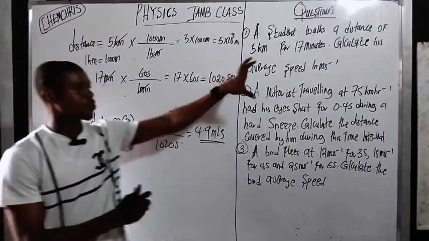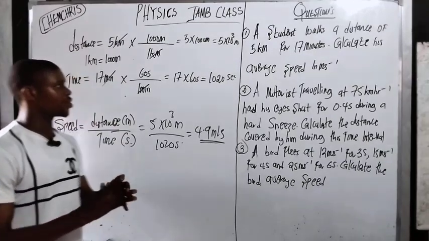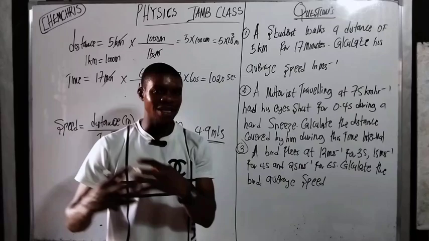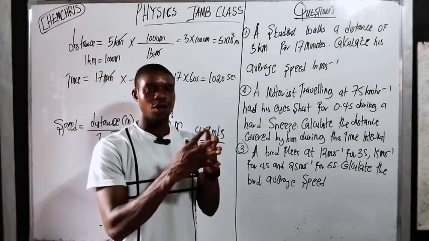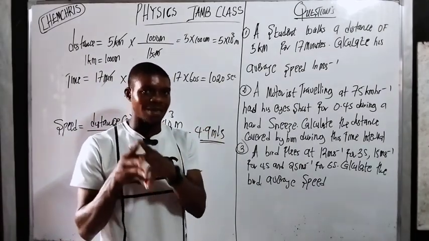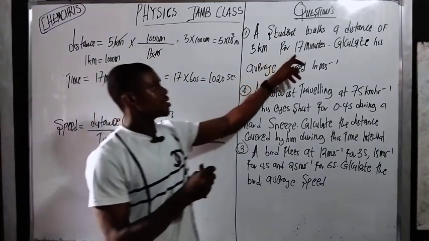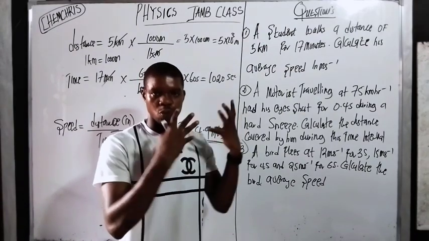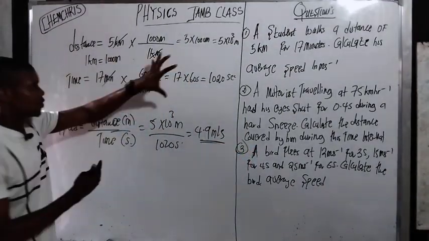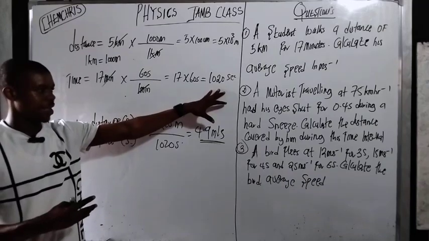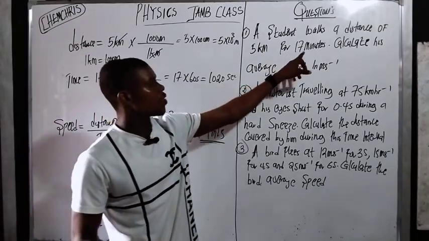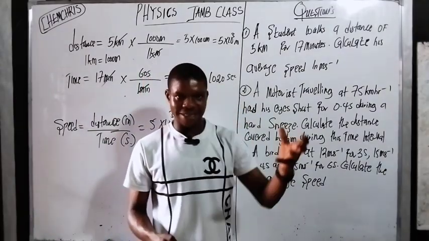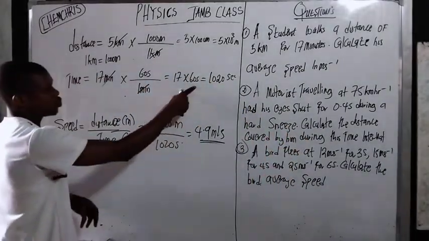Now, there are types of questions you should be expecting in the JAMB examination. You get that? So the distance is already given in kilometers, so you have to convert kilometers to meters by multiplying by 1,000. Then time was given in minutes. To convert minutes to seconds, you have to multiply by 60. This is the way you do your conversion here. So you convert 17 minutes to seconds by multiplying by 60. That's why we multiply by 60.